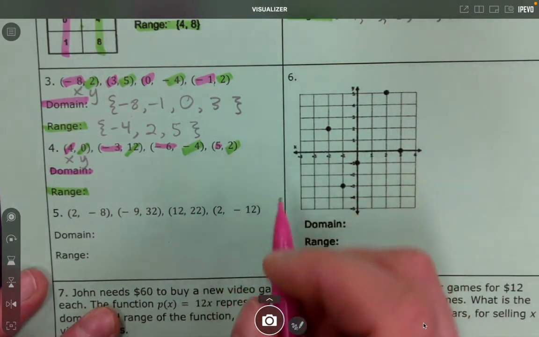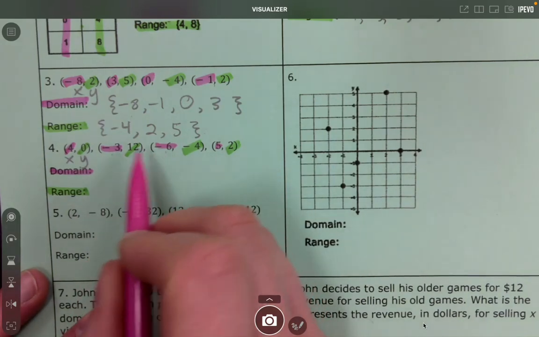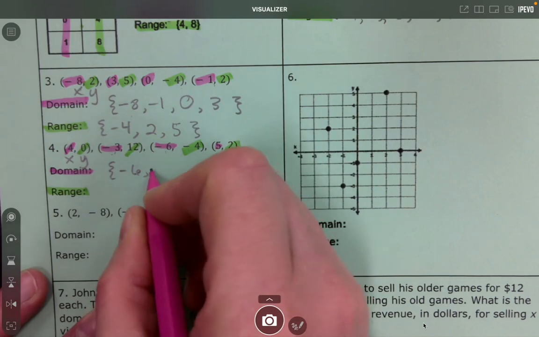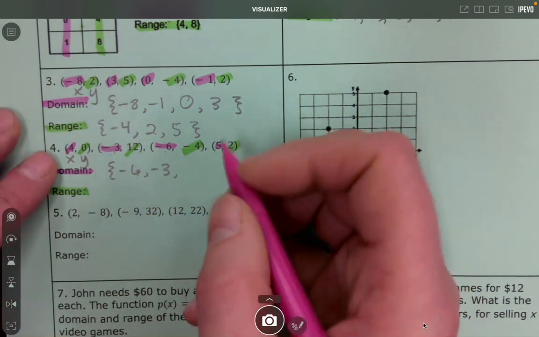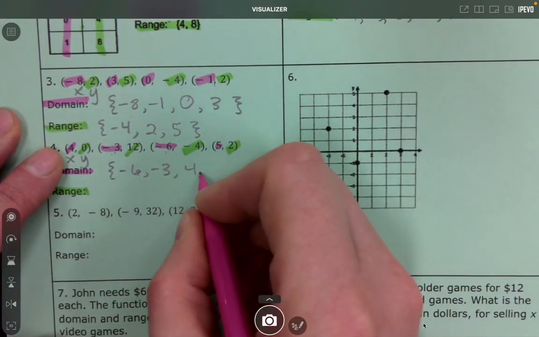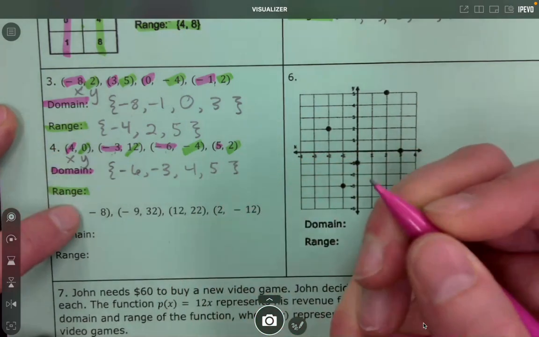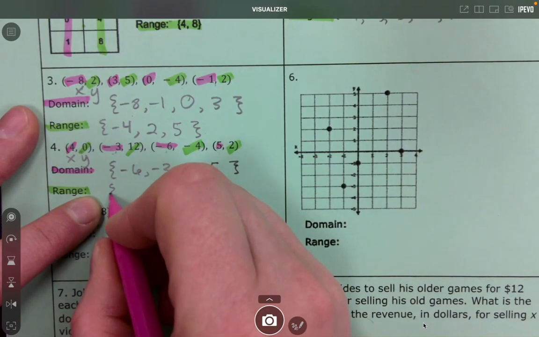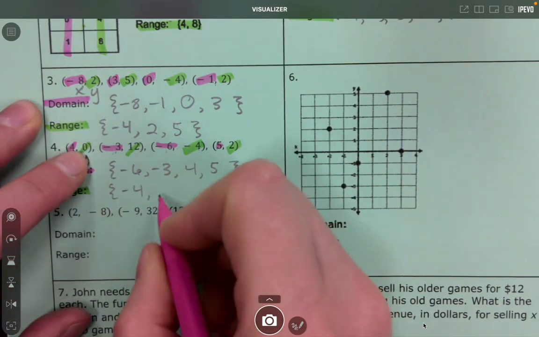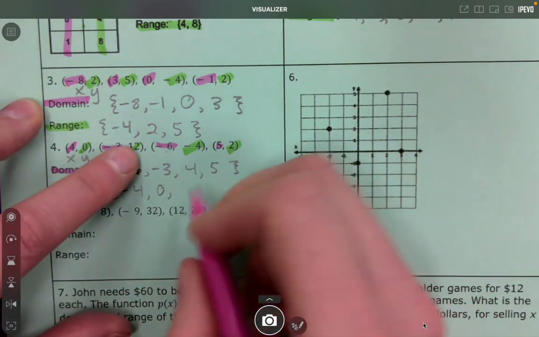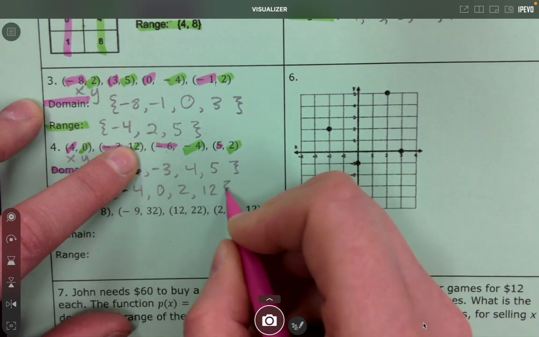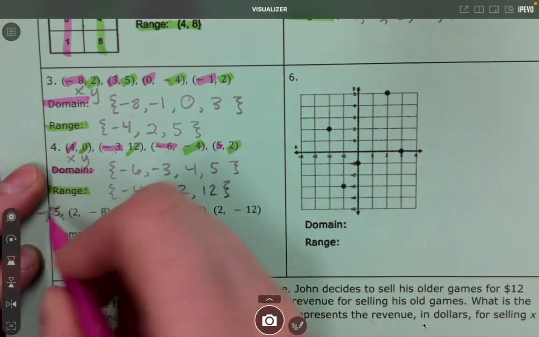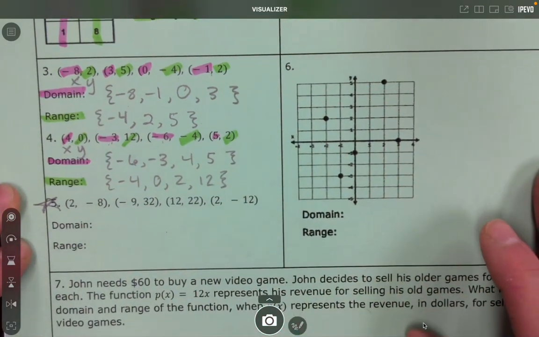Now let's see. For domain, there's two negatives, a -6 and a -3. So -6 would go first, then -3. And then we have 4 and 5. All right, for our range, let's see. We have a -4, and then a 0, and then 2 and 12. So I'd like you to go through and try number 5 right now on your own. Go ahead and pause the video.